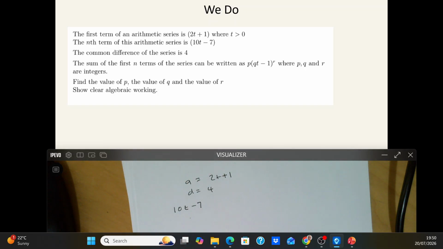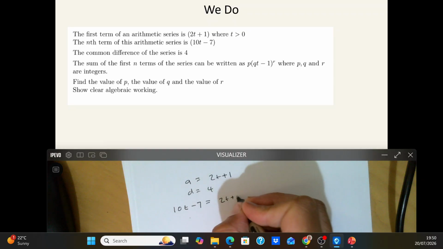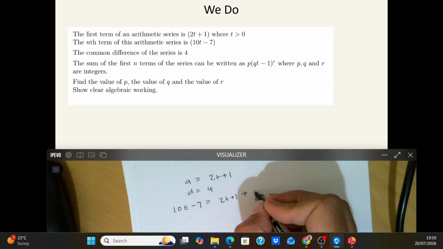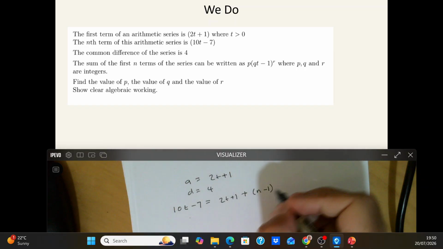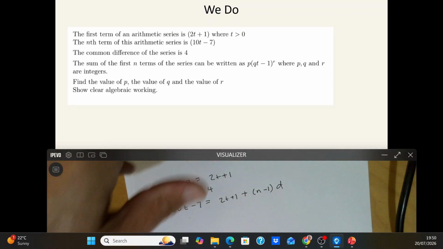So what do we do to work out the third? How do we find an expression for the nth term? What are we going to write down? So it's the first term plus the number of terms minus 1 times by d. So let's write that down. The first term was, the number of terms, minus 1, and what's our difference? What are we going to do with this now?